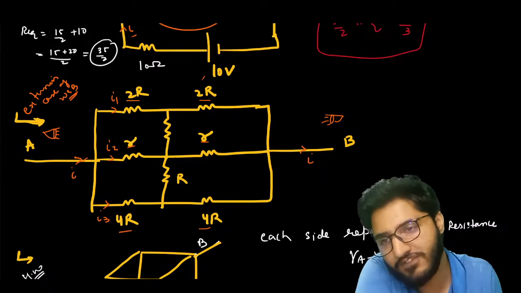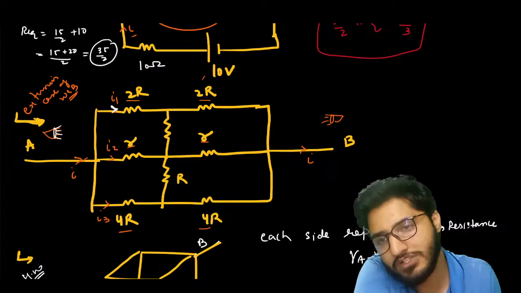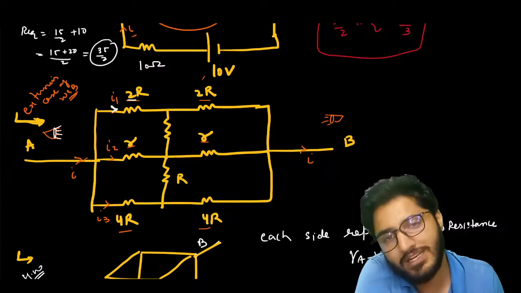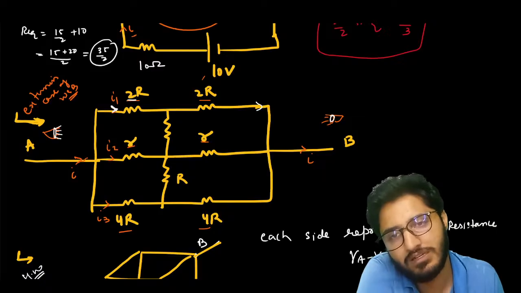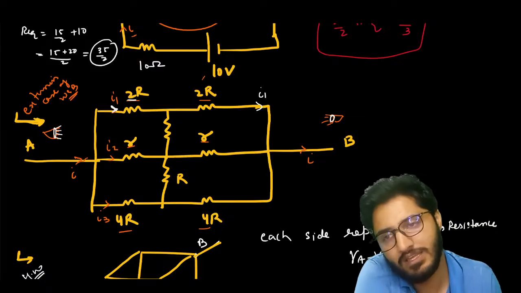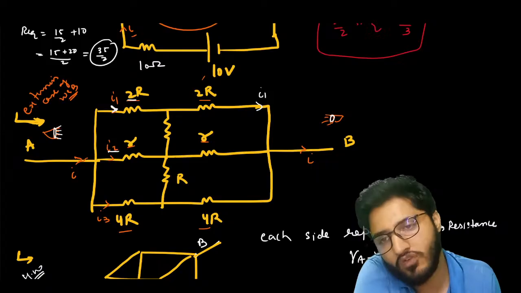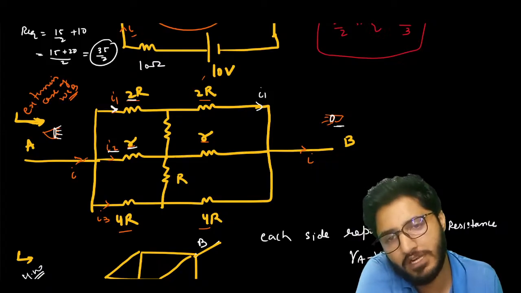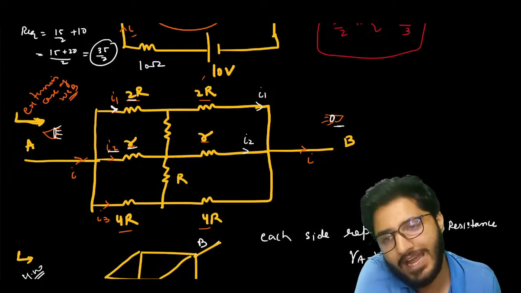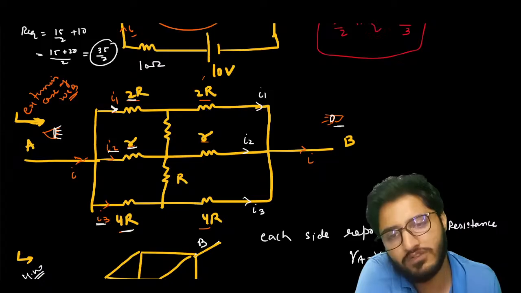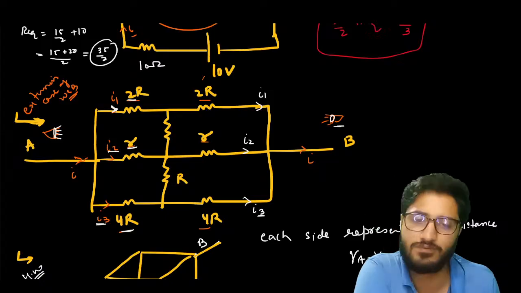If we are seeing from this particular end, and if I1 current is going to 2R, then if we are seeing from this one, this same current should leave I1. If I2 current is going through R, from this perspective, this I2 current should leave your R. If I3 is going through 4R, that I3 should leave this 4R. By symmetry, that means no current will flow through these resistors.